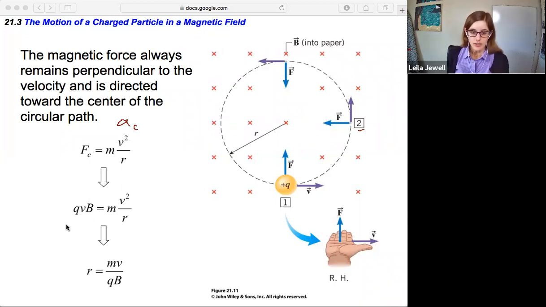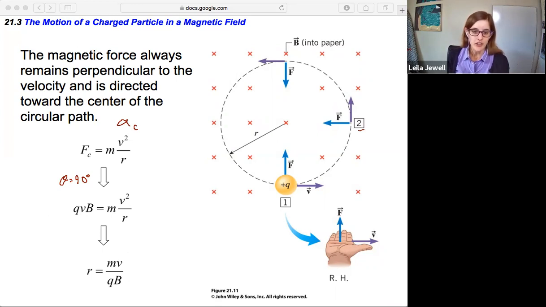Now if we plug in our magnetic force with an angle of 90 degrees, because they are perpendicular in this case, we get that that magnetic force is q times v times B, and that's equal to m v squared over r.